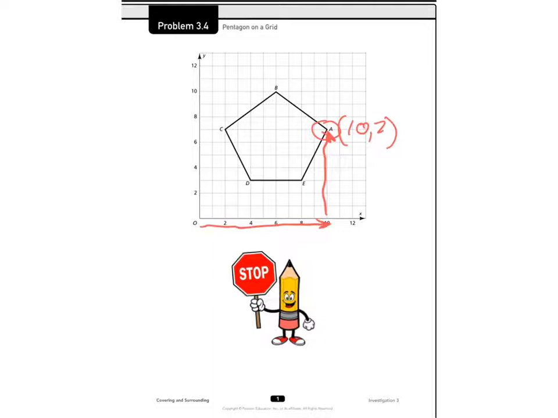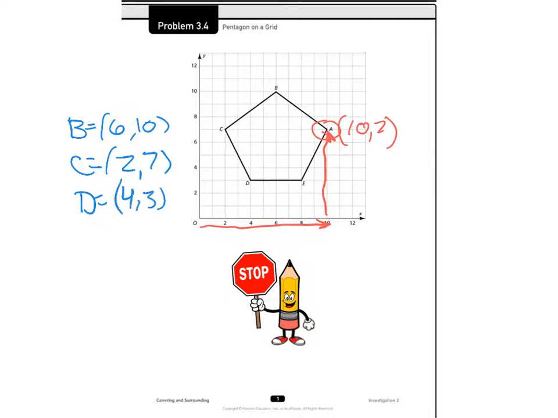So let's look at the coordinates for each vertex. We've got B, which goes over 6 and up 10, so you've got 6, 10. You've got C, goes over 2 and up 7, so you've got 2, 7. You've got D, which goes over 4 and up 3, so you're at 4, 3. And you've got E, which goes over 8 and up 3. Is that what you came up with?